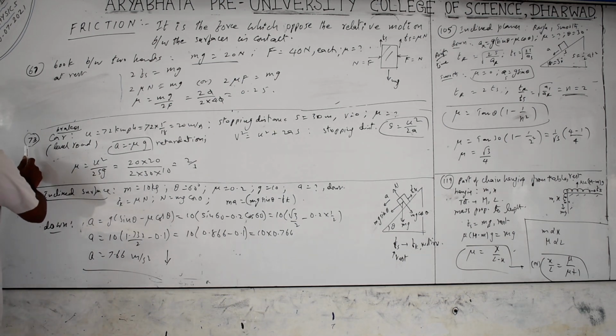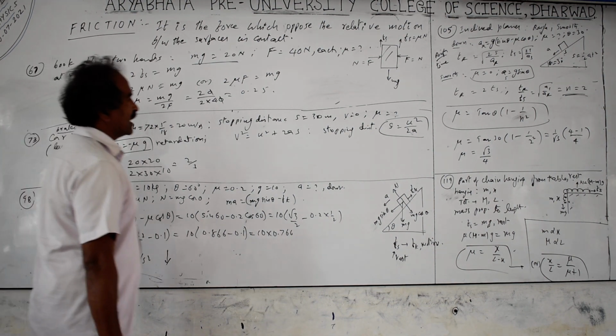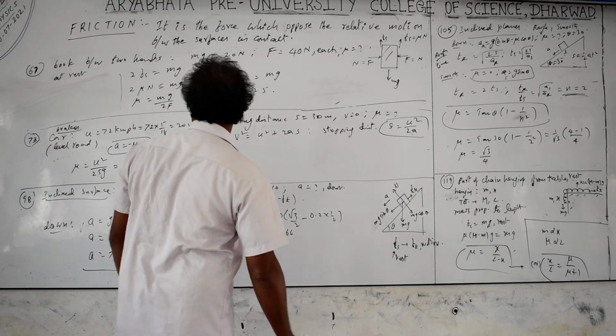Next, question number 73. Here a car has applied the brakes, and initially, before applying the brakes, the velocity is 72 km/h, converted to meters per second by multiplying by 5/18. It stopped at a distance equal to 30 meters, coming to rest, so v is 0. You are asked to find mu equal to how much.